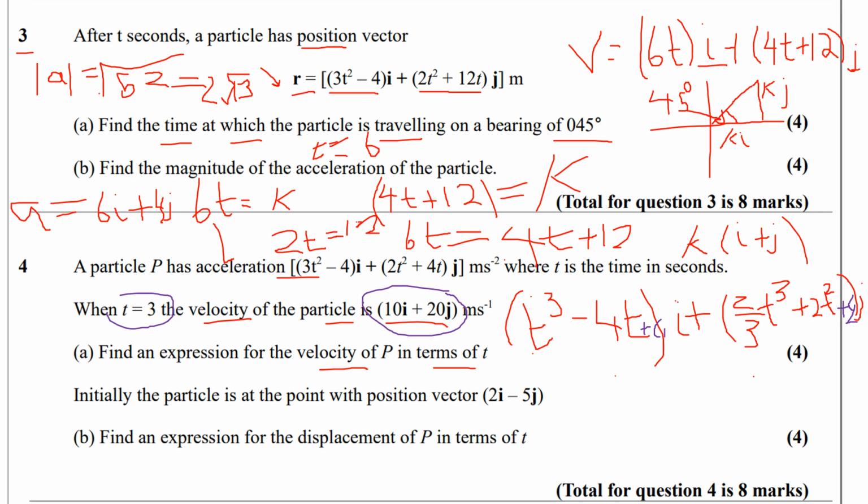So when t is 3, v equals this: 10i plus 20j. That's going to equal, now I'm going to sub in t is 3. What I said before was actually right. We have 27 minus 12, that'll be 15, so we're going to have (15 plus C1)i.